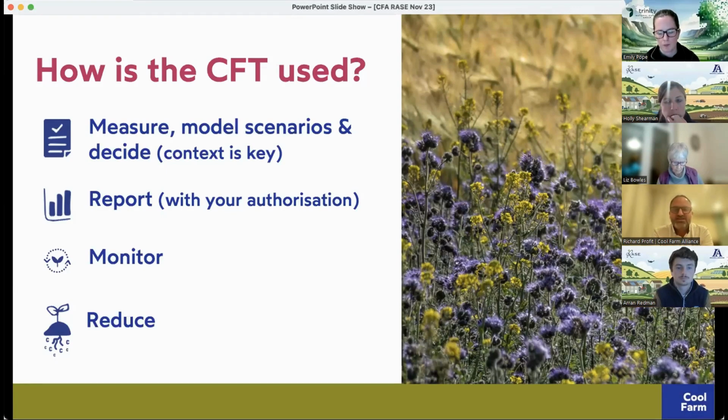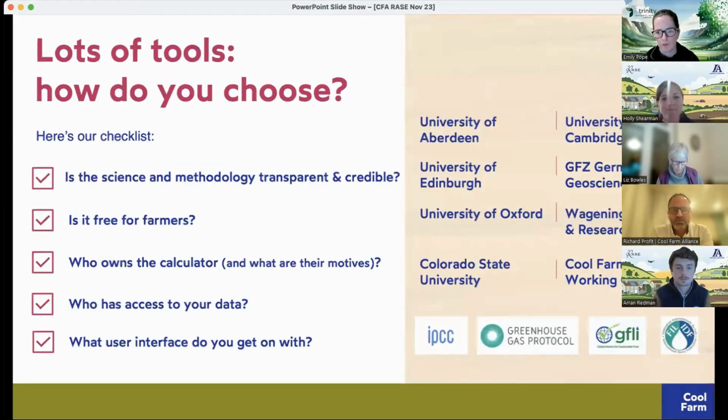There's lots of tools out there, so how do you choose? Ultimately, this is our checklist that we advise. Although we provide a tool, we're actually agnostic, because we are also the tool that sits embedded within a number of other tools. So we act as the calculation engine for many of the other tools that are out there.